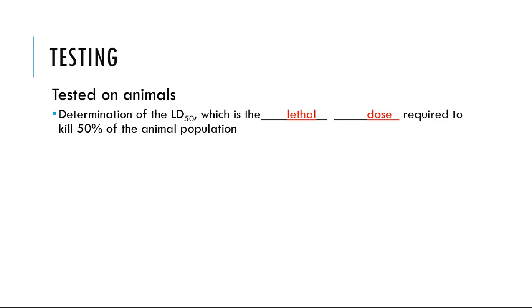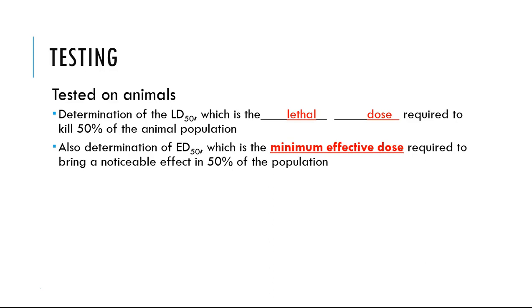Now, in the development phase, we have to do testing. The first thing that usually happens is testing on animals, and we're determining two things. The first would be the LD50, and that's the lethal dose required to kill 50% of the animal population. Now that probably bothers some of you, and that is understandable, and this is a big ethical issue in medicinal chemistry: to what extent is it acceptable to test drugs on animals for human use. We also would do a determination of the ED50, and that's the minimum effective dose that's required to bring about a noticeable effect in 50% of the population.